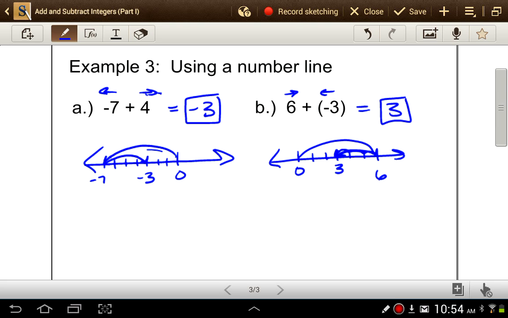This is why we're subtracting the numbers, guys, because they're going in different directions. Positives move you to the right, negatives move you to the left. Okay? Let's try our last example. If you need to pause, go ahead.